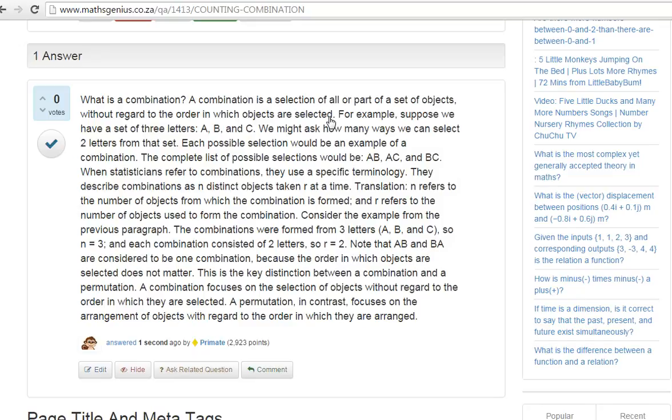Remember, the other type of selection is called permutations, and permutations have a strong regard for order. So it's always good to be able to differentiate between the two. Let's look at this example: suppose we have a set of 3 letters, A, B, and C. We might ask how many ways we can select 2 letters from that set. So if we've got 3 letters and we want to choose 2, in how many ways can we do that? Each possible selection would be an example of a combination.